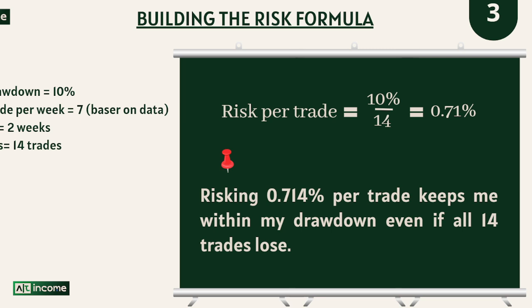Okay, I want to do the calculation. So that is how you are going to derive your own figure. This is how I have my 0.7 percentage. With this, I can survive, meaning that risking 0.7 per trade keeps me within my drawdown, even if all 14 trades lose. I don't know, maybe I'm getting the strategy here now.